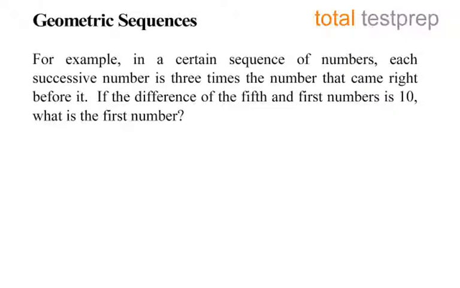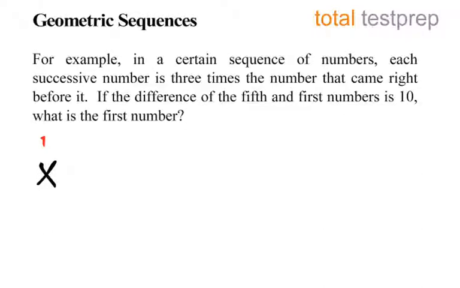For example, in a certain sequence of numbers, each successive number is 3 times the number that came right before it. If the difference of the fifth and first terms is 10, what is the first number? When dealing with a geometric sequence, just like when you're dealing with an arithmetic sequence, you can set up a variable as your first term and then write each term in terms of that variable. What does that mean? Well, suppose that x is the first term in our sequence, because we don't know what the first term is. We'll just call it x.